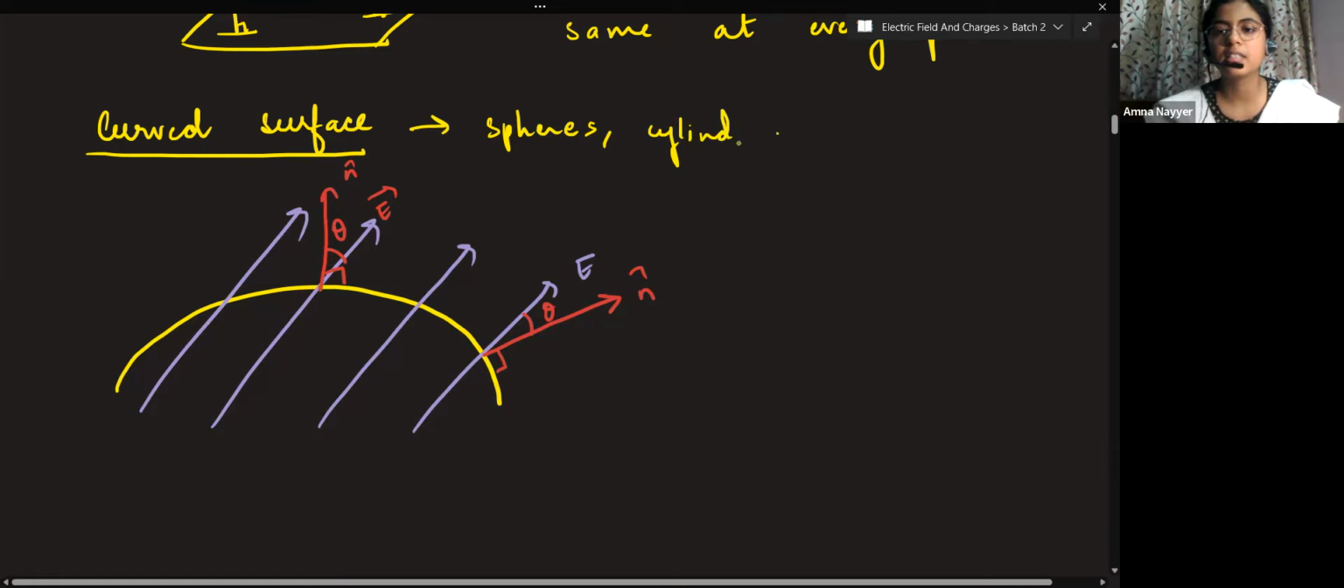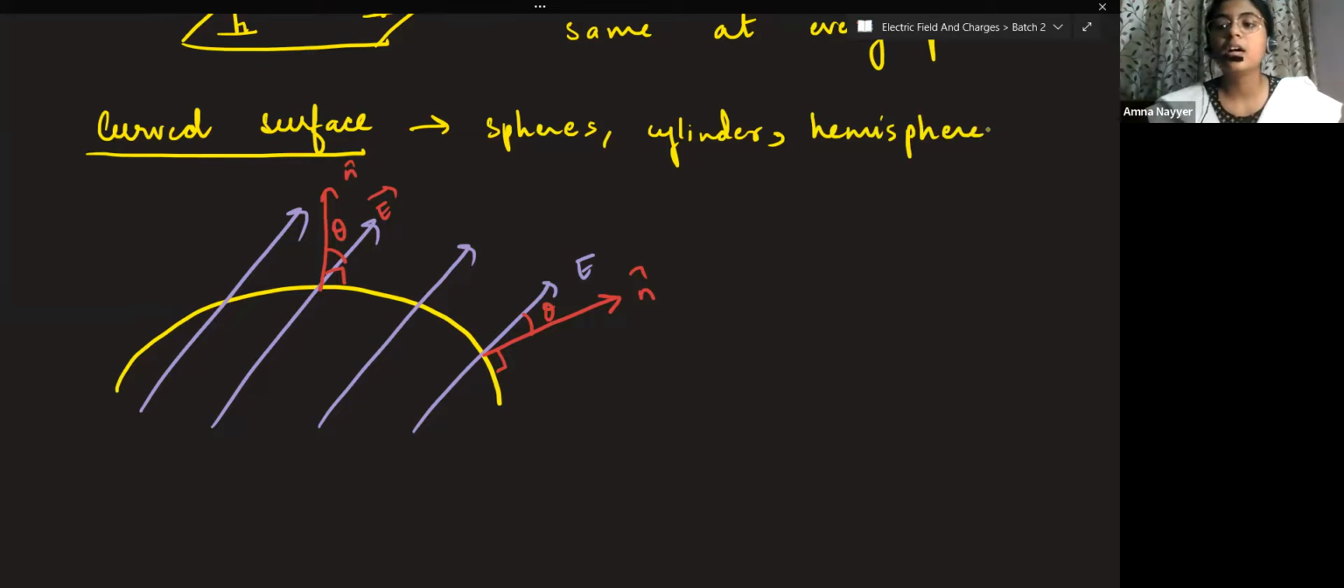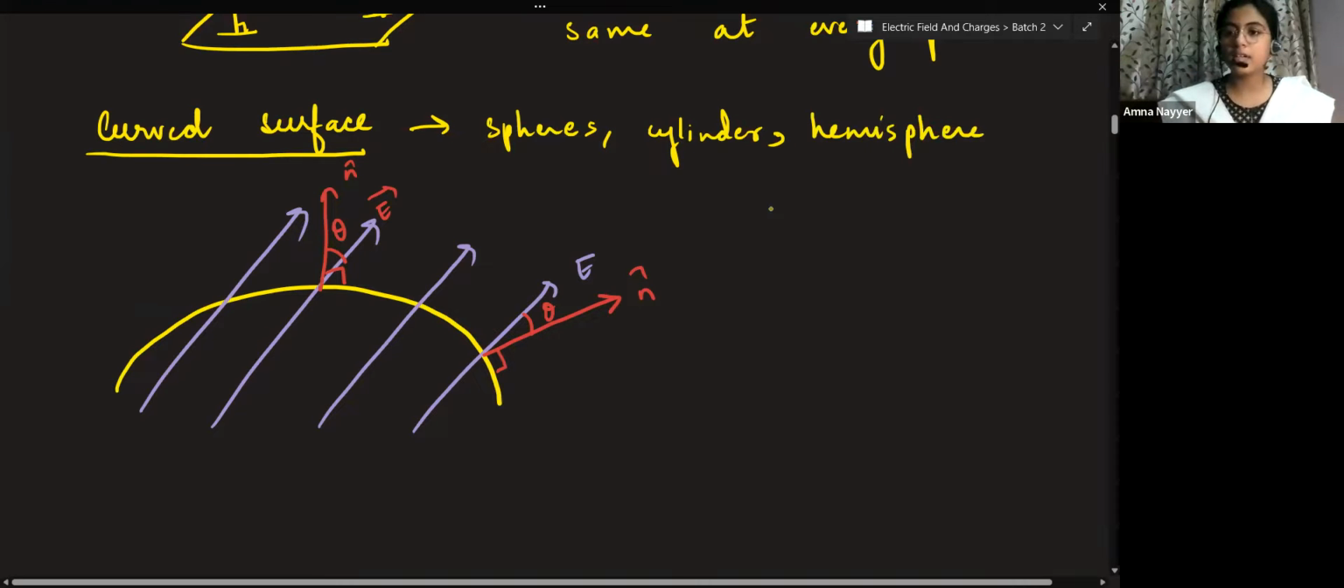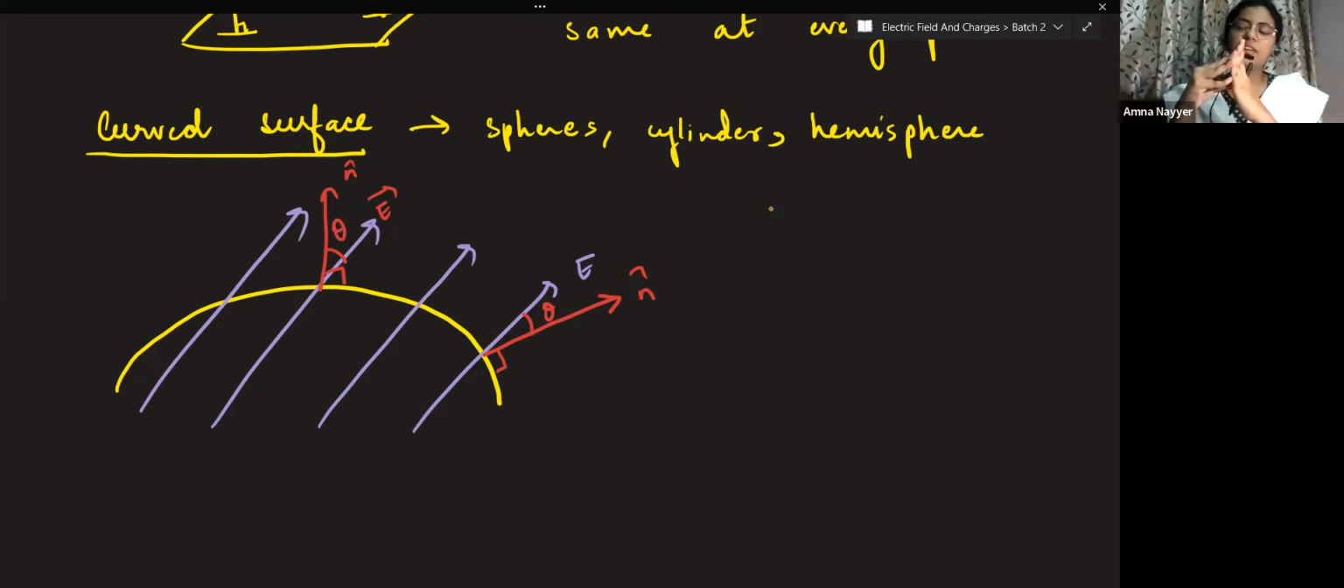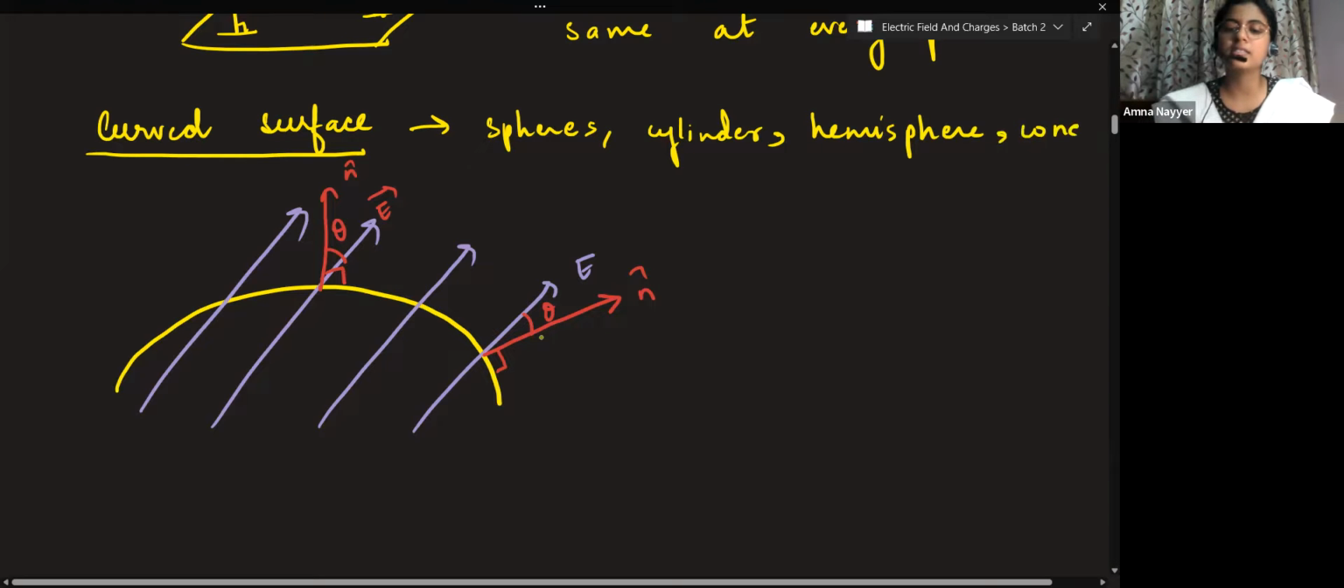Cylindrical surface. This is the surface of a cylinder or hemisphere. In fact, you can consider a cone as well. If you talk about a cone, it has a flat surface and it has a curved surface as well. So a cone will also come under the curved surfaces.